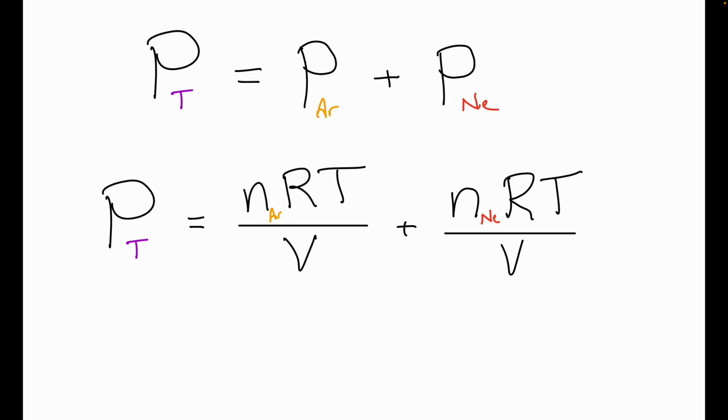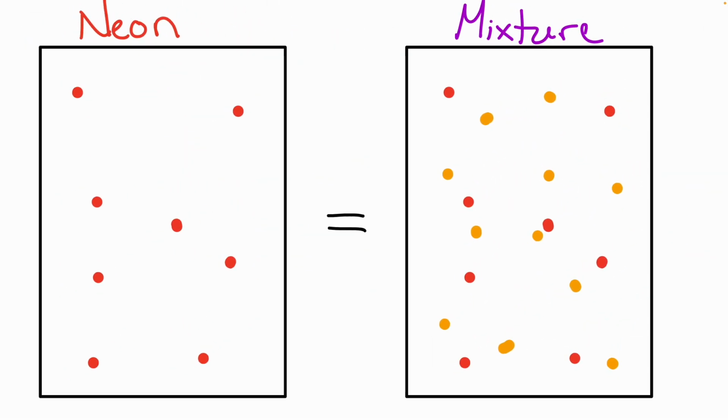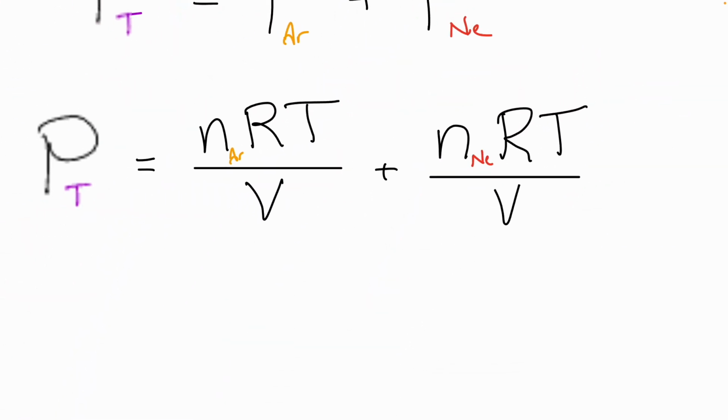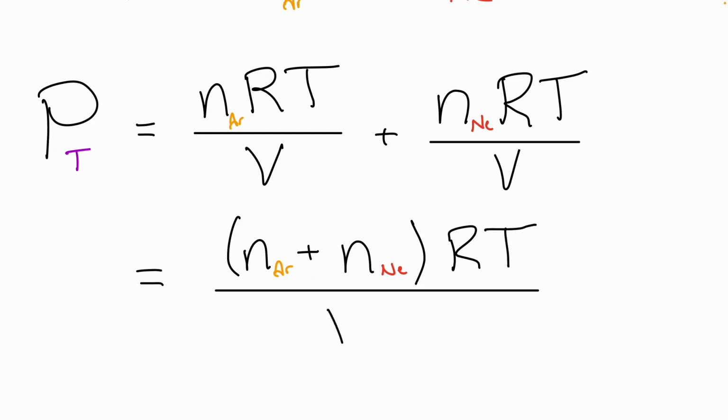Okay, now let's think about it. In this canister here, are both of the gases in that same volume canister? Yes, and if they're in the same canister, they also have to be at the same temperature, right? So there can't be any volume or temperature difference between these. R is also going to be the same because it's always the same, right? So I can combine this together. So number of moles of argon plus number of moles of neon times RT over V equals the total pressure.